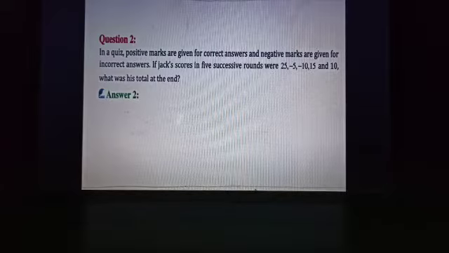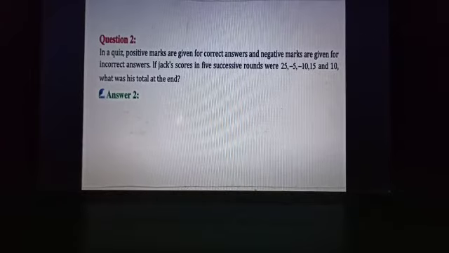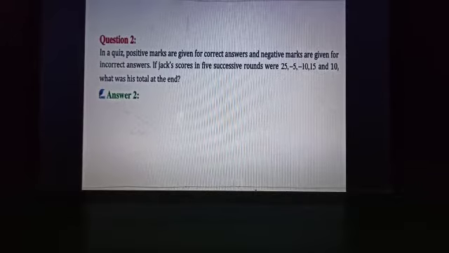In a quiz, positive marks are given for correct answers and negative marks are given for incorrect answers. If Jack's scores in 5 successive rounds were 25, minus 5, minus 10, 15 and 10, what was his total at the end? So these are the 5 marks that he got in 5 different rounds, and we have to find the total at the end. So for that we have to add all the marks he got in 5 different rounds.